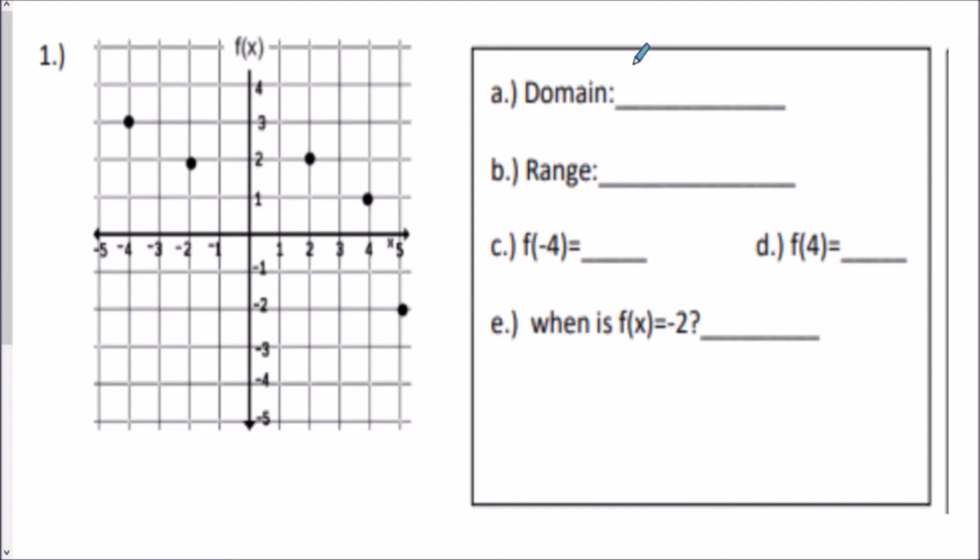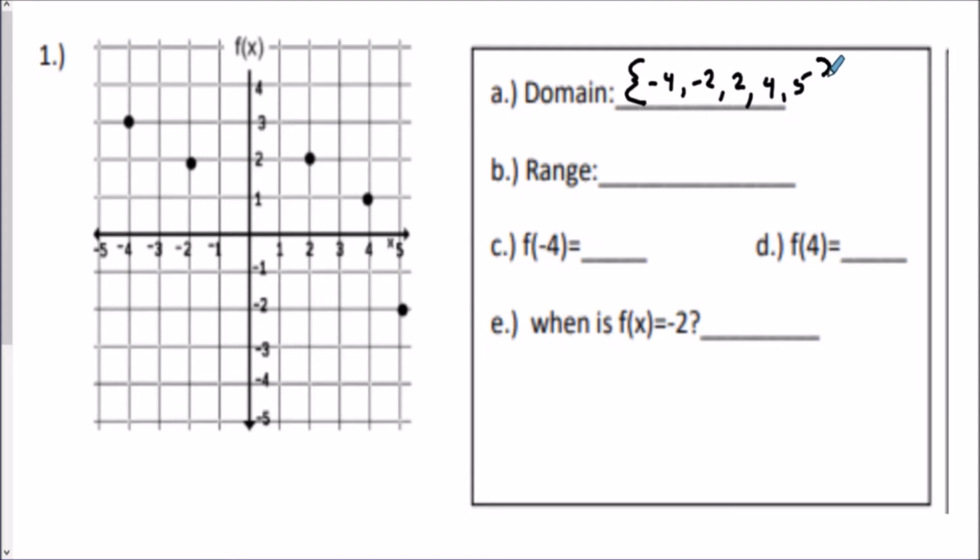The domain of this one is just going to be a list of numbers. So we're going to use a little squiggly line. It looks like something like this. Okay, and we're just going to list each of these x values. There's one above -4, -2, 2, 4, and 5. So I'm just going to list those numbers. Okay, -4, and then there's one above -2, above +2, above 4, and above 5.